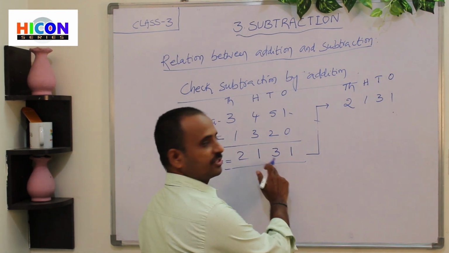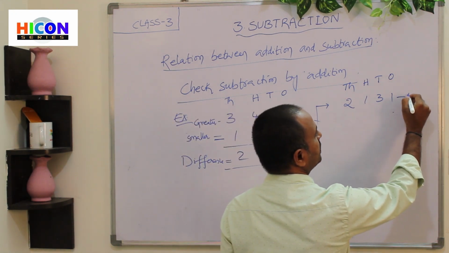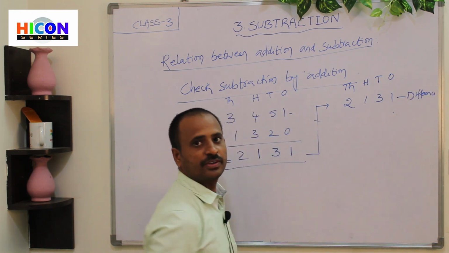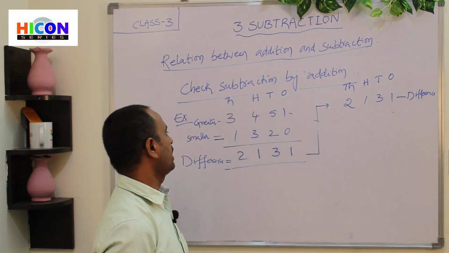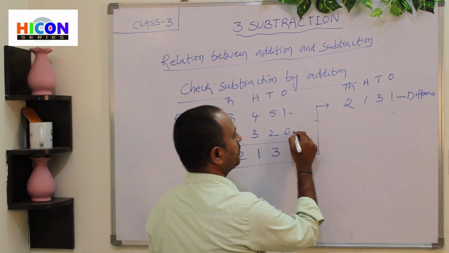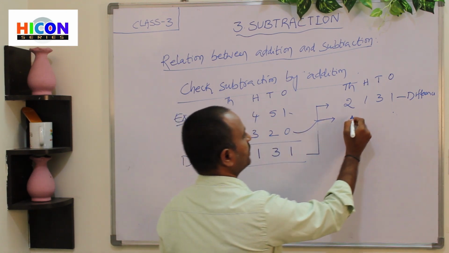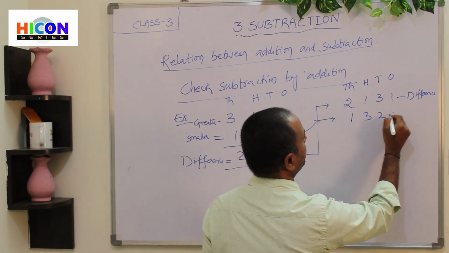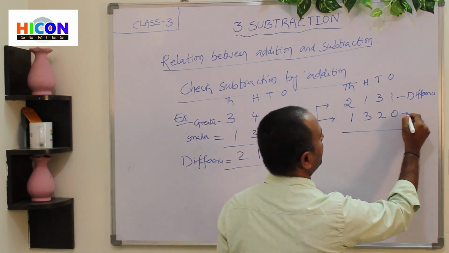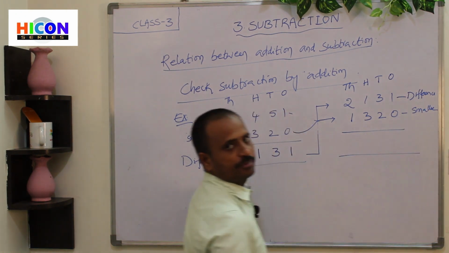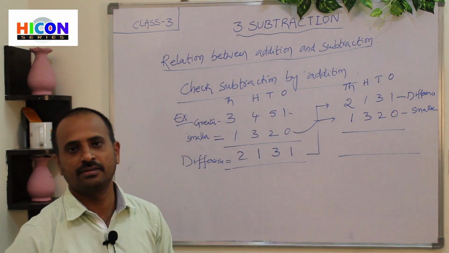Write the difference first. This is the difference. And we have to add the smaller number to the difference. What is the smaller number here? 1320. This is the smaller number. Then we should get the greater number. Then our subtraction will be correct.